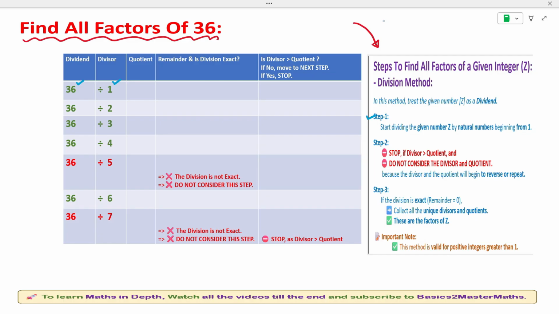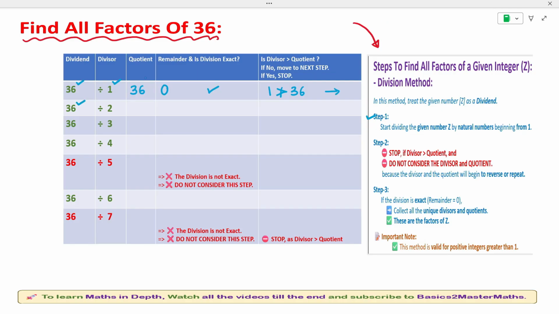When we divide 36 by 1, we get 36 as the quotient and 0 as the remainder. So, this division is exact. In this case, the divisor 1 is not greater than the quotient 36. So, move to the next step.